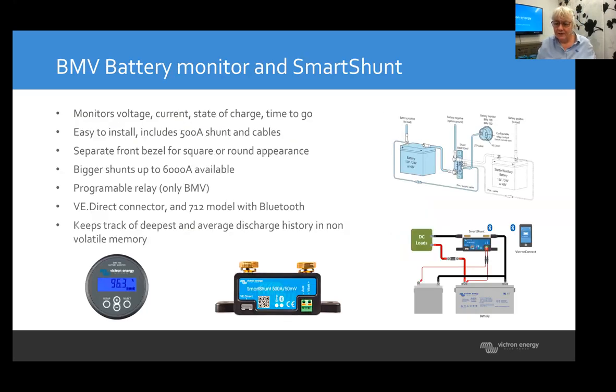So we have three types. I forgot to put one type in. That's in the next picture. Battery monitors, everyone knows it, the BMV 700 and the 710 range. 700 without Bluetooth, 710 with Bluetooth, and then it's 700 or 702, and the 2 stands for 2 inputs.